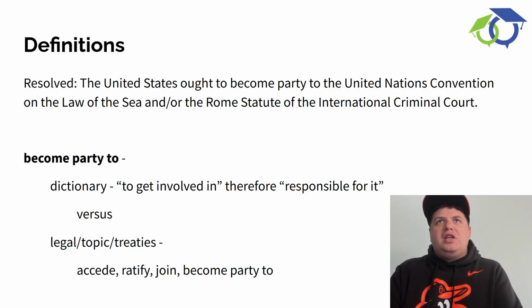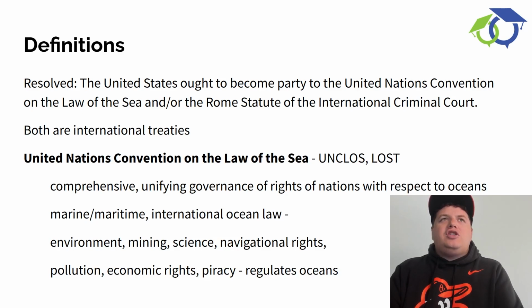If we look at the next part of the topic, it has two different treaties in it. I will get more in depth on this when we get into the background and history section, where I will break this down.